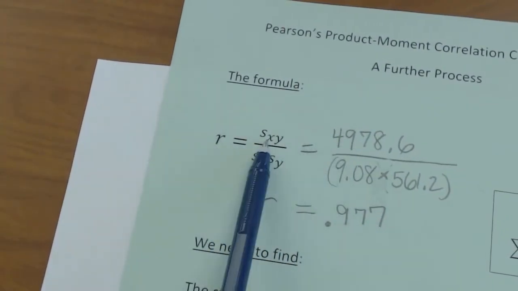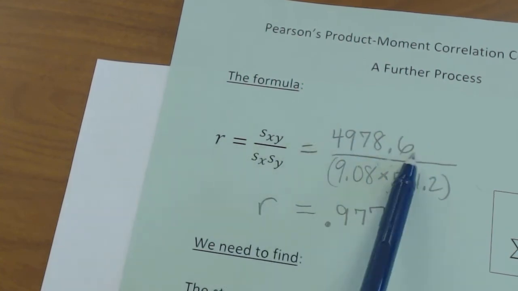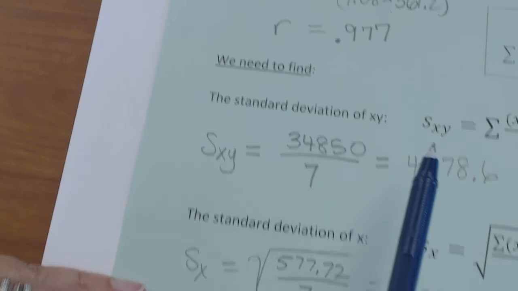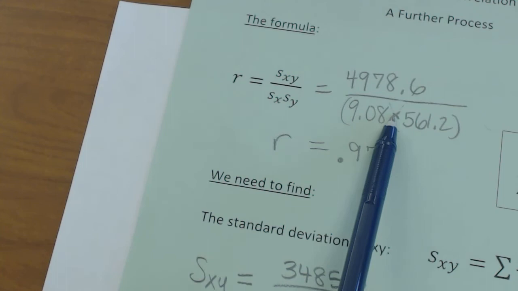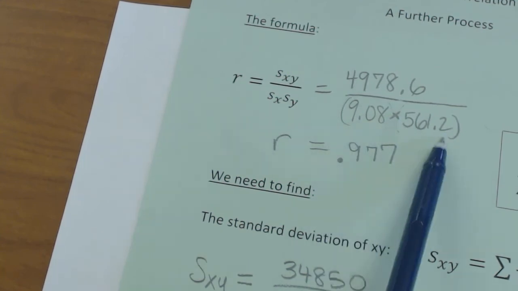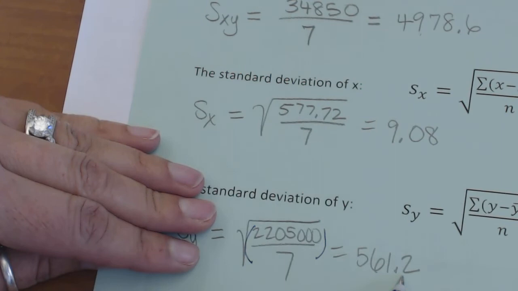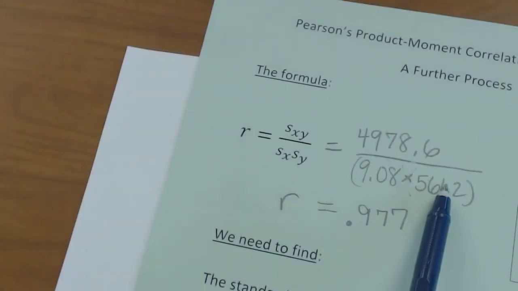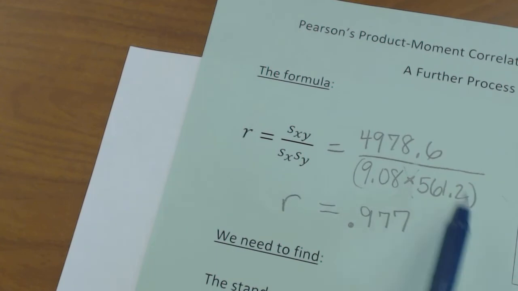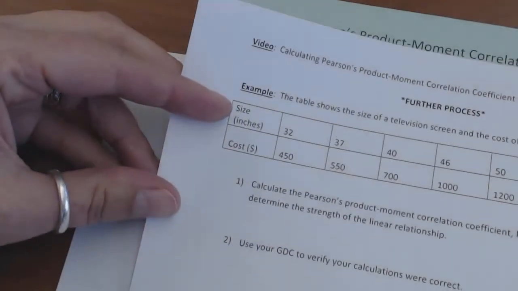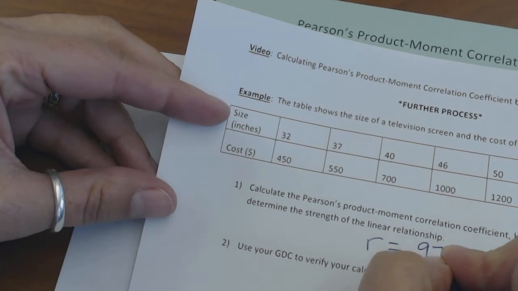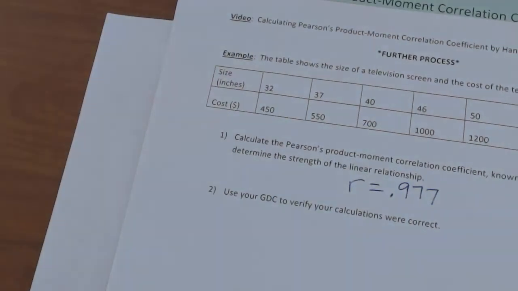So we have our formula, the sum of the standard deviations of x and y, is this. And that just came from here, so I substituted it in. 9.08, this is times 561.2. These two numbers just came from this number and this number. We can now multiply and then divide, or you can again put parentheses around this if you want to do it in one step. And we get our r to be 0.977. So on our sheet, r equals 0.977, and it wanted us to use our graphical display calculator to verify.